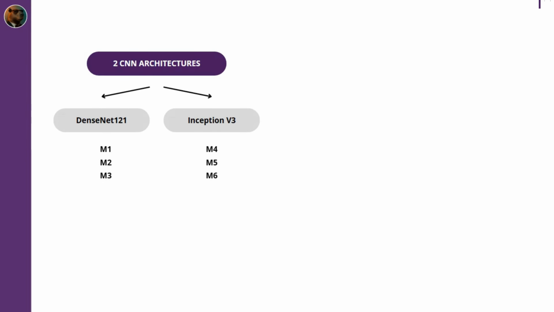Now, let's look at the results of our approach. A total of 6 models were trained using 2 different convolutional neural network architectures, DenseNet 121 and Inception v3. The hyperparameters used were the following.